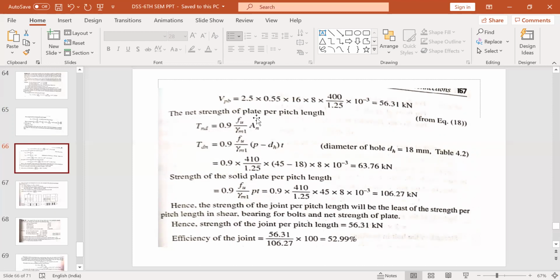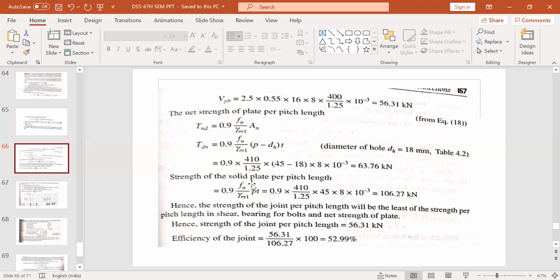I have told you earlier also, whenever you are providing bolts, that means you are making holes in the section. So the gross section, which was B into t, now reduces to minus n into d into t, n being the number of holes. For one hole, there is always a reduction in area of d into t. So (P minus Dh) into t. You put these values and you get Tdn, the net tensile strength, as 63.76 kilonewton.